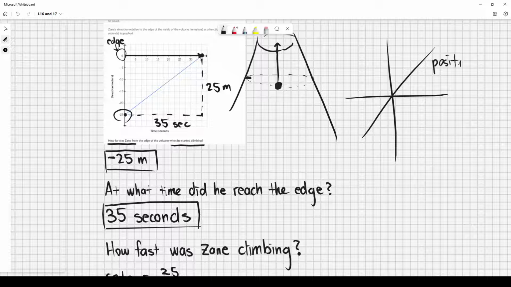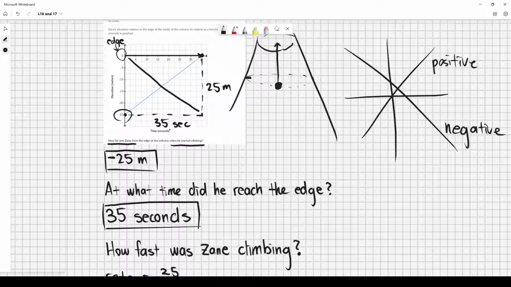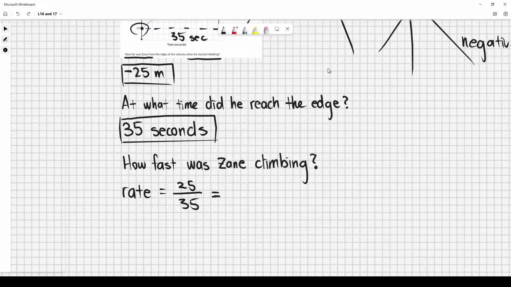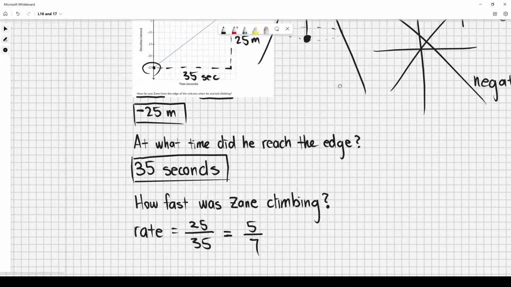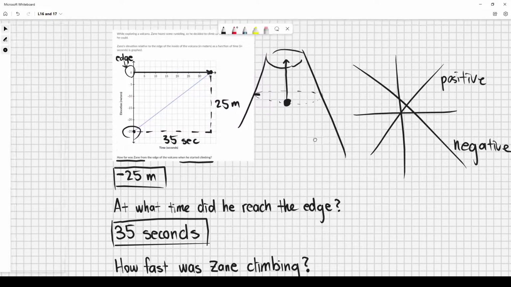slope, and this here is a negative slope. So if you have -5 over 7, it will look something like this. Right? Because what negative represents is that he's going down 5 meters for every 7 seconds. So yeah, it's just 5 over 7. So yes, the sign can get kind of confusing.